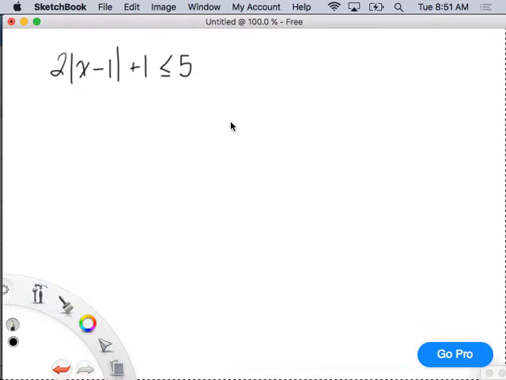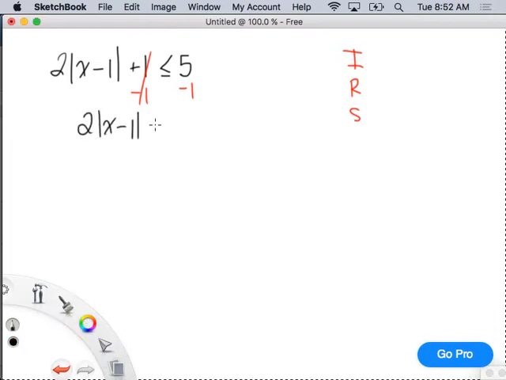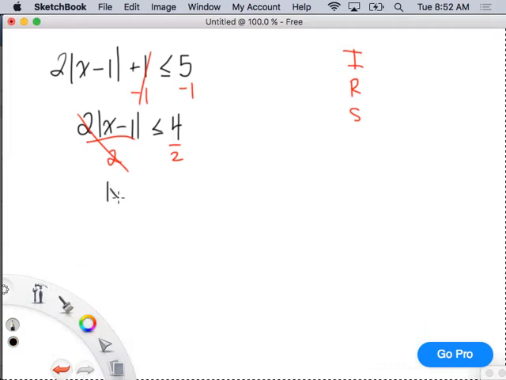Now remember, we have to do the isolate, rewrite, solve process. IRS. Okay. What's the first step here, class? Subtract 1 from both sides. 2 times the absolute value of x minus 1 is less than or equal to 4. Now, divide both sides by 2. Absolute value of x minus 1 is less than or equal to 2.